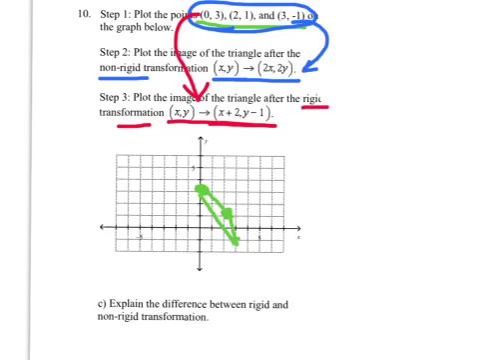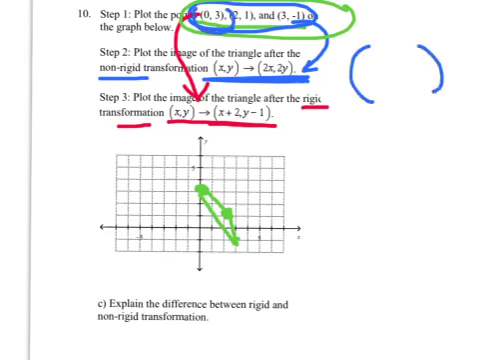So I plotted the original 3 points below, and you have the triangle that's there. I'm now going to follow this formula, which says do 2x and 2y. So I'm going to write the new coordinates. The first one, if I double both of those, would be 0, 6. See if you can do the rest and then plot it.